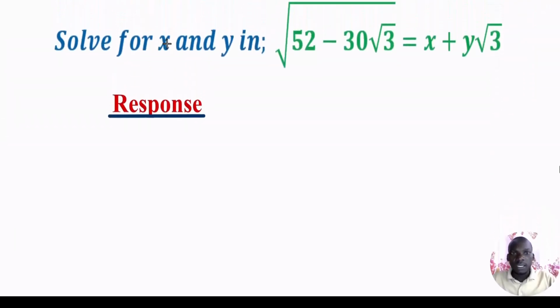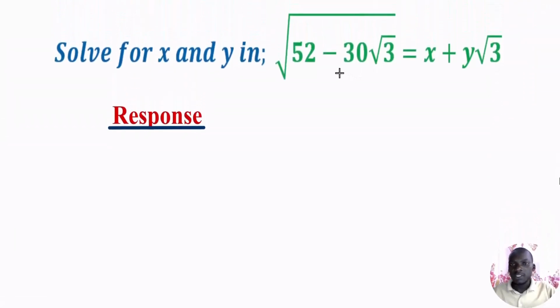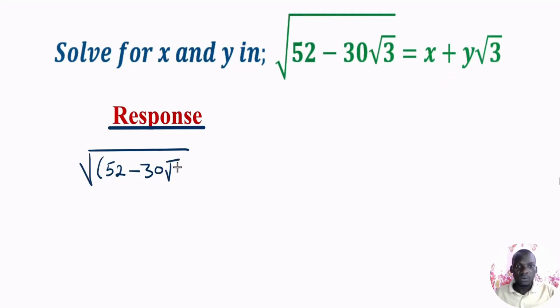We have x and y in this expression, as you can see. The expression is here, and please watch up to the end. So we have the square root of 52 minus 30 multiplied by the square root of 3 equal to x plus y square root of 3.